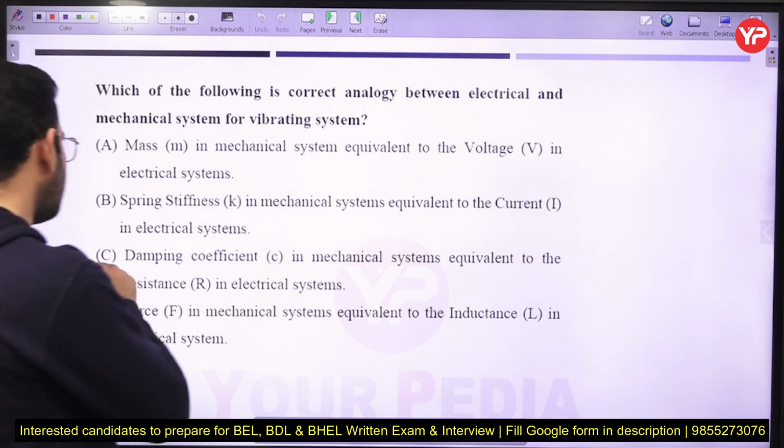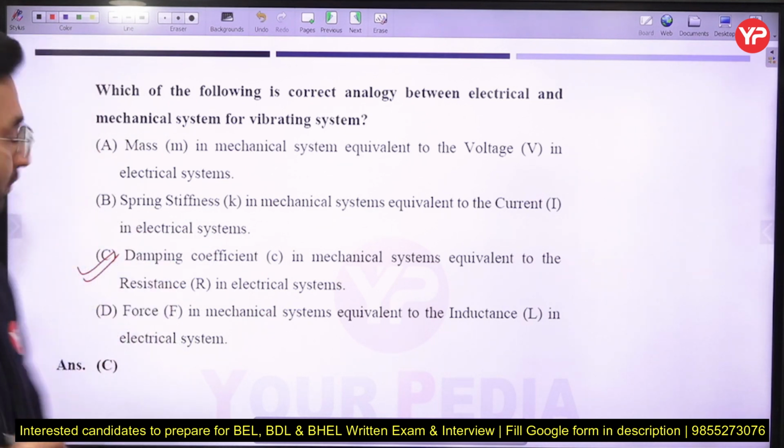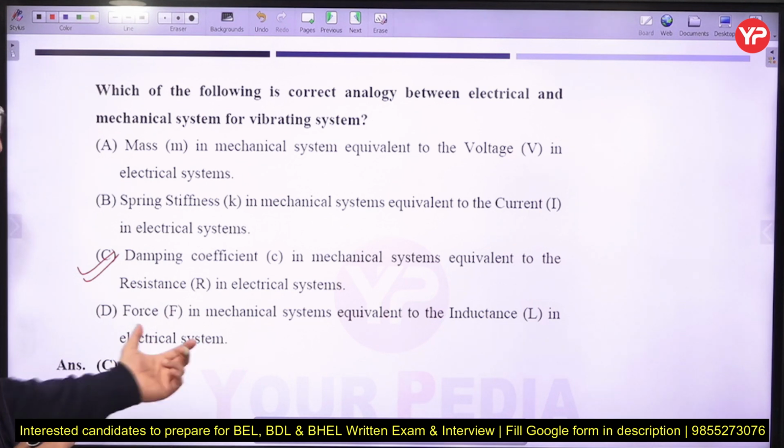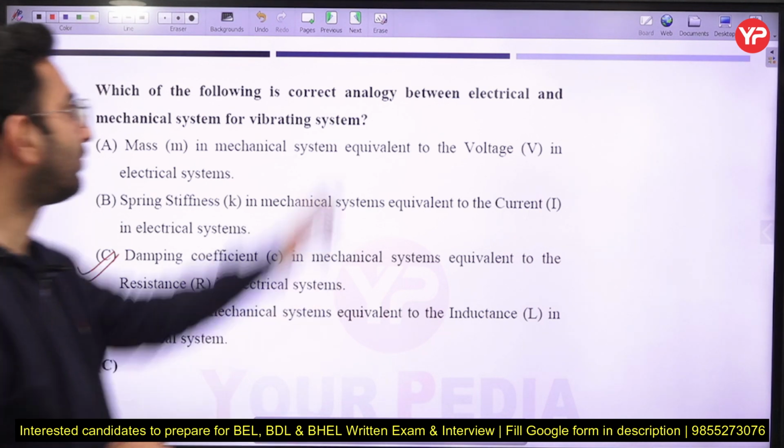So here the option number C is basically the correct option here. Okay, next part is force in the mechanical system is equivalent to the inductance in the electrical system. That is also an incorrect statement here.